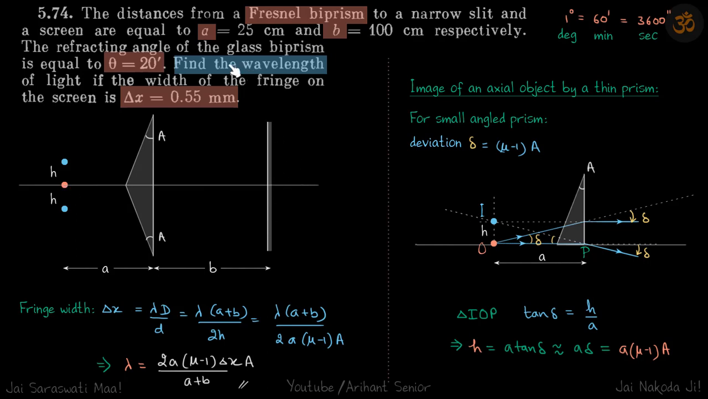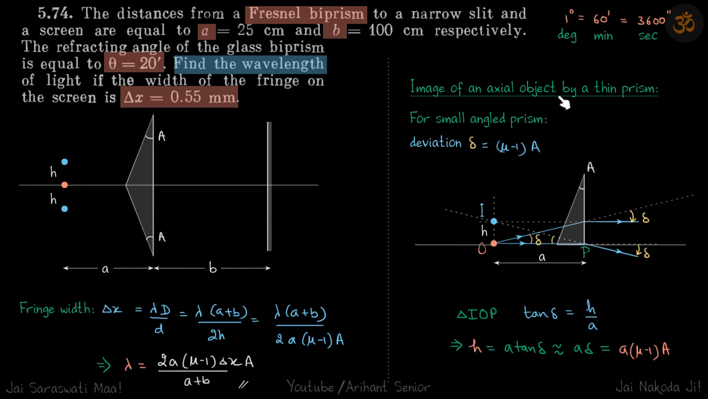Interference will happen at the screen. We need to find the wavelength of the light if fringe width is given. So first thing, we know that because of these two prisms, the light will be bent in different directions, and because of that, interference will be produced. So at what angle those lights will be refracted, let's find that out first.